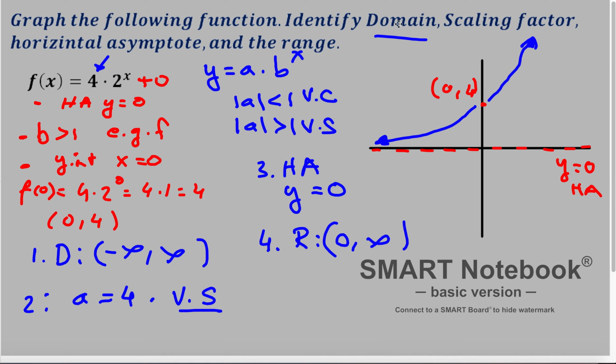So we just identified these 4 key features of the exponential function. We found the domain, scaling factor, horizontal asymptote, and the range of the function.